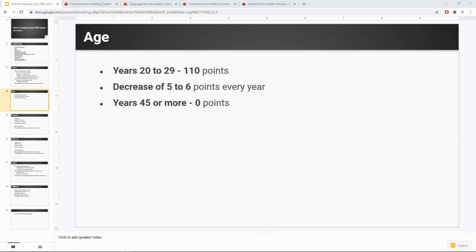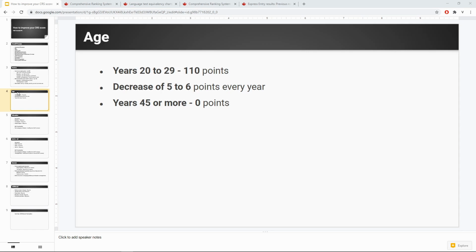They want young people. They want people who will contribute to their economy. And they don't want to overstretch their healthcare system. That's why they have included this factor. That is why it is so important to start your PR application process as early as possible, because you don't want to lose these points.